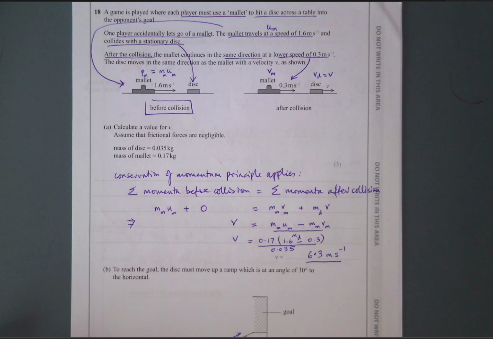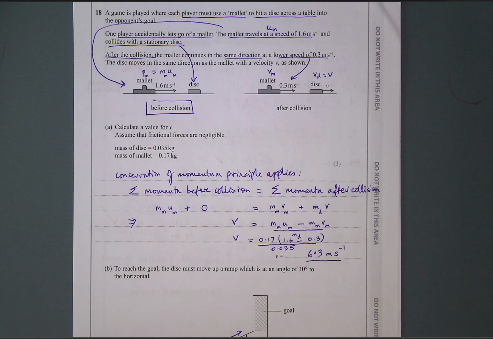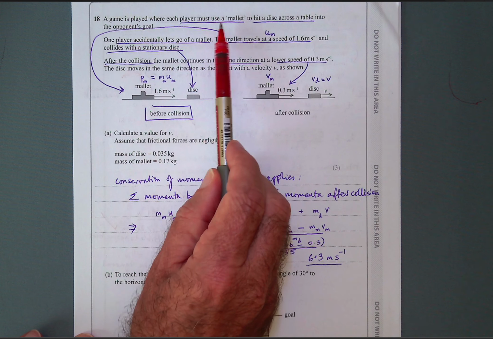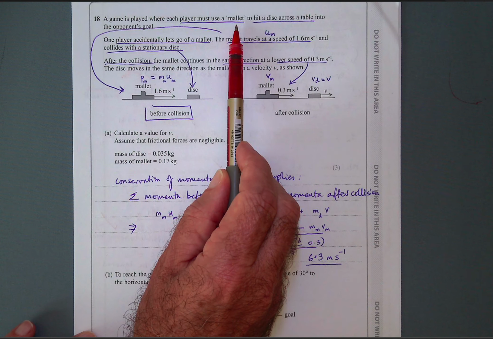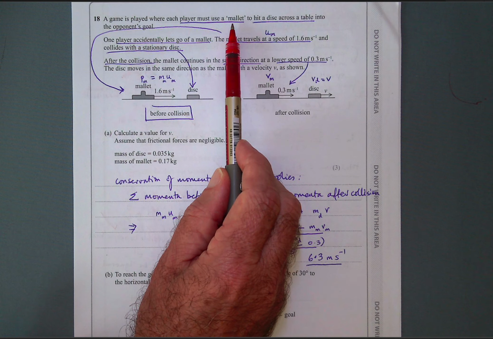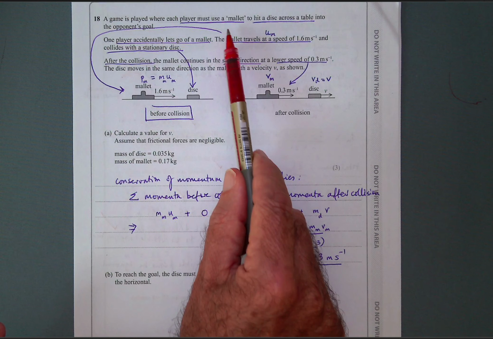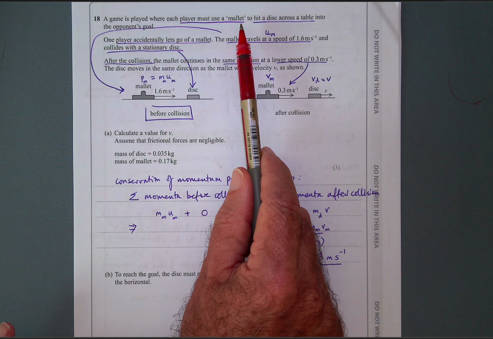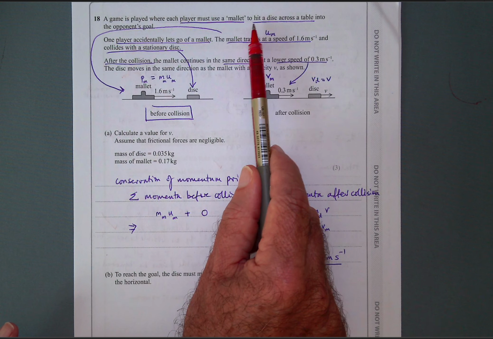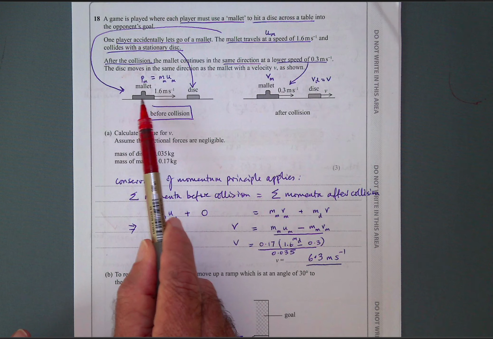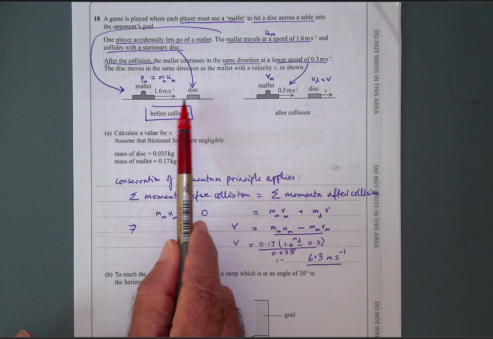Over the page, we have a question about conservation of momentum. So this time, a game is played where each player must use a mallet. A mallet is like the kind of thing they use in, what's that game where you hit the balls, croquet. Yeah, so it's like a wooden hammer-shaped tool to hit a disc across a table. So this time, here's the mallet. Anything that's producing a force can then move the disc.